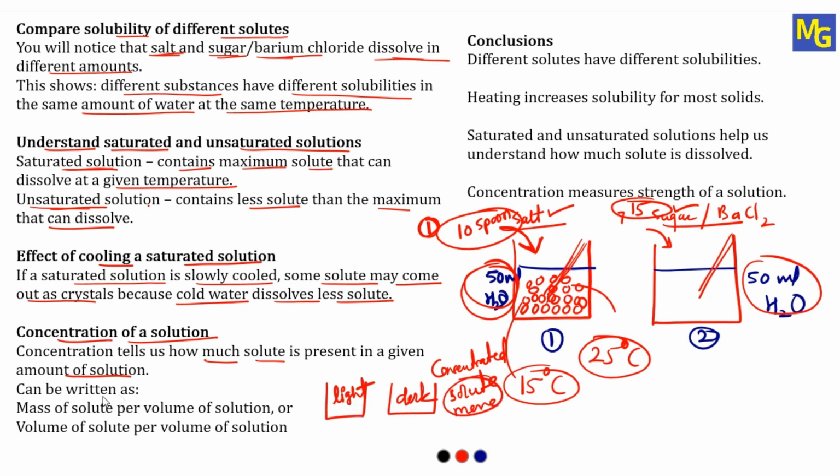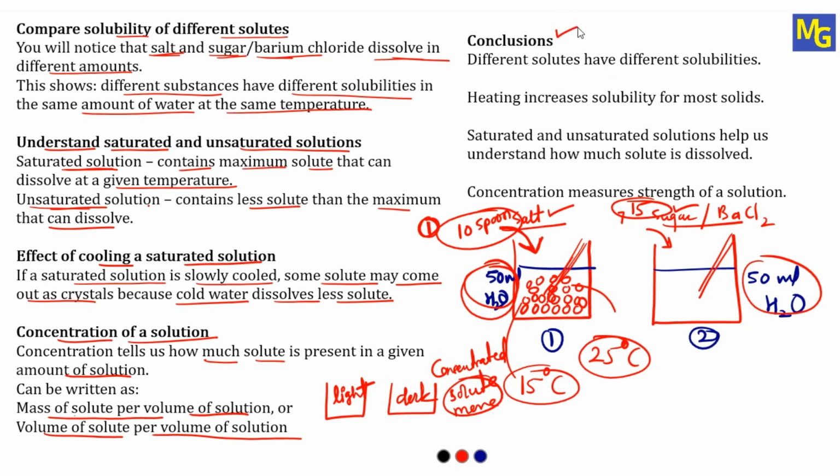Therefore, this concentration we can explain in different terms. For example, mass of a solute per volume of a solution, or volume of a solute per volume of a solution. I will not explain it in detail because we are going to see all this in a different video. For now, just remember concentration can be written as mass of a solute per volume of a solution, or volume of a solute per volume of a solution. So in these terms we can explain the concentrations. Now we'll see the next, that is the conclusion.